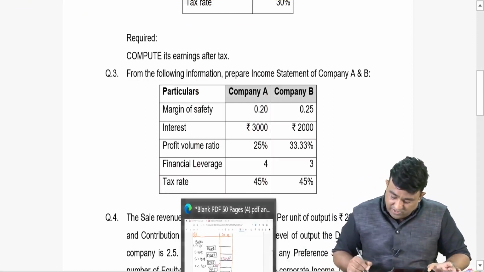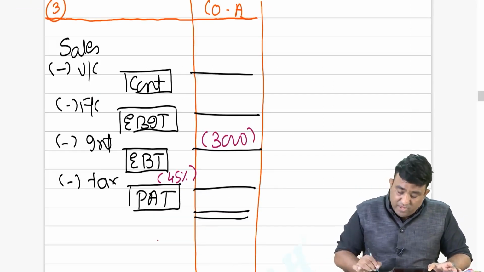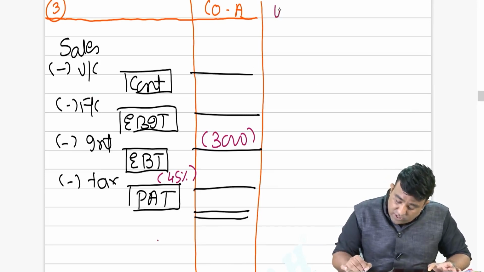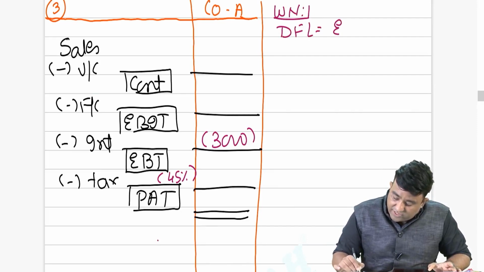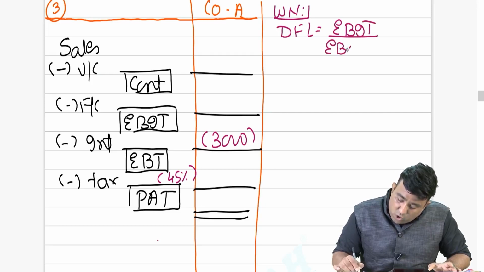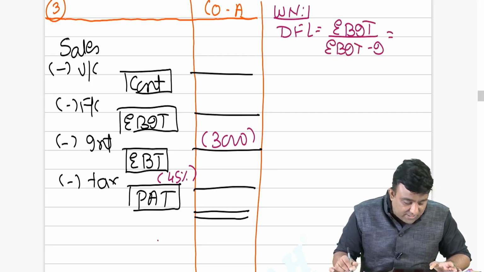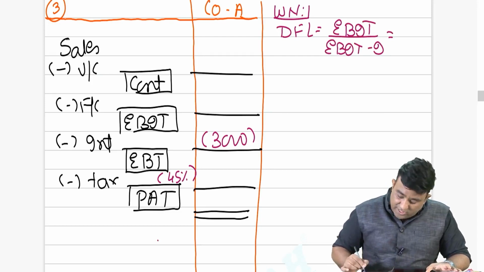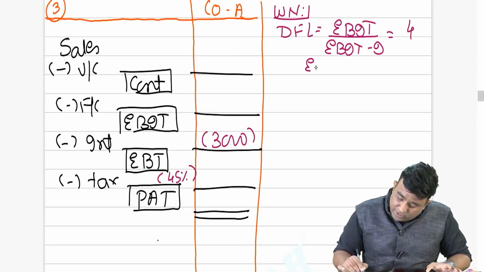Yes, very much perfect. Now, can I proceed? Interest is a ready-made figure, student. So applying working note 1, which will be the concept of DFL. Why DFL? Because interest is given. So I can take EBIT upon EBT, or EBIT upon EBIT minus interest, and DFL is given, student, in the example. Check, DFL is 4. So applying that concept, EBIT upon EBIT minus 3000 is 4.